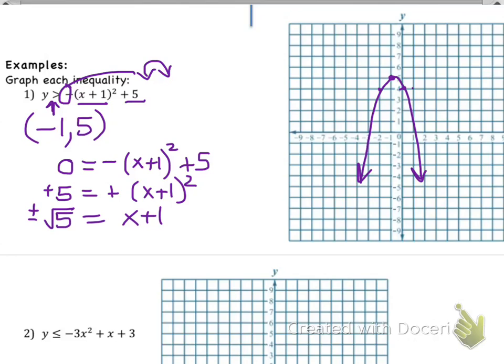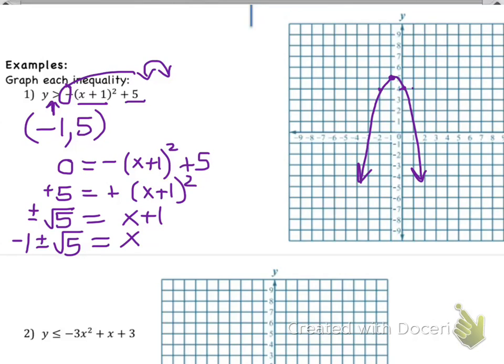Subtract 1 from both sides, and I get x equals negative 1 plus or minus root 5. Okay, so those aren't really pretty. It's going to be negative 1 plus a little more than 2, and then negative 1 minus a little more than 2. So we're going to say what I sketched is reasonably close to what it'll be.